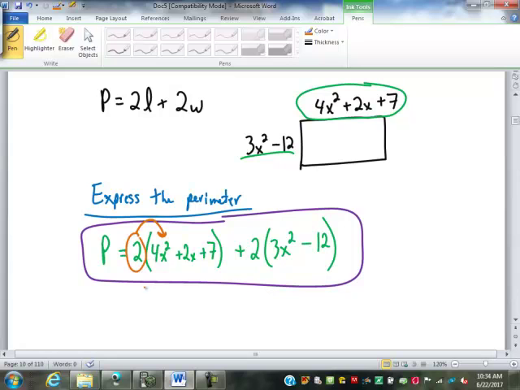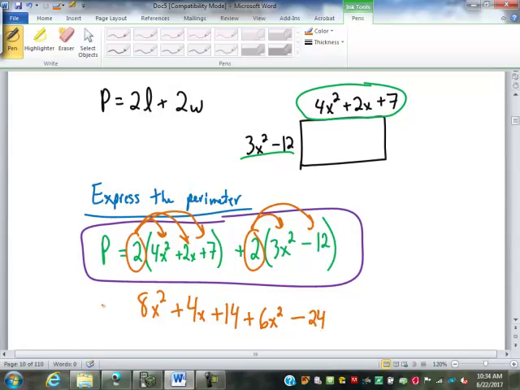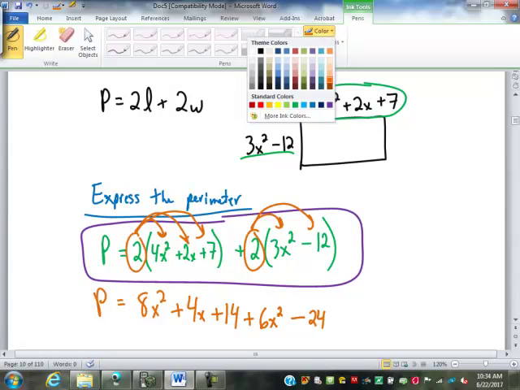Very good. 2 times 4x squared is 8x squared. 2 times 2x? 4x. 2 times 7? 14. Now the next set of parentheses, again, there's nothing to do in them, so we do something to them. Times 2. 2 times 3x squared. 6x squared. Now, what am I missing right now? The plus. Very good. 2 times negative 12? Negative 24. Am I done?